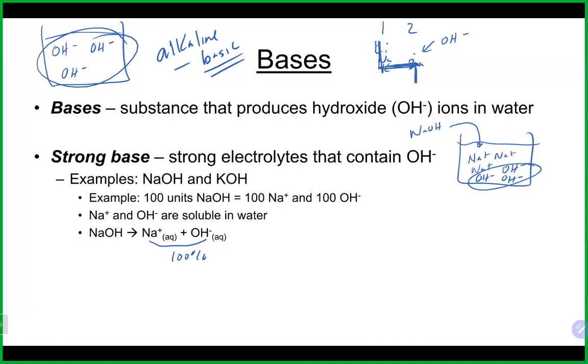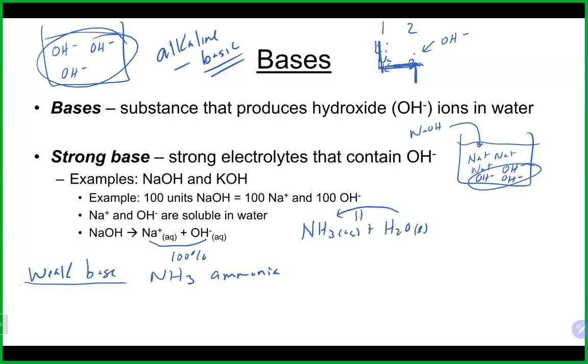There are some weak bases. For example, probably the most common weak base that you'll come across is NH3, which is ammonia. Ammonia is actually a weak base. Ammonia needs to go find a water molecule, and it will take an H plus from the water molecule, and it will produce NH4 plus and hydroxide. So it is still a base because it has the ability to produce hydroxide in solution.